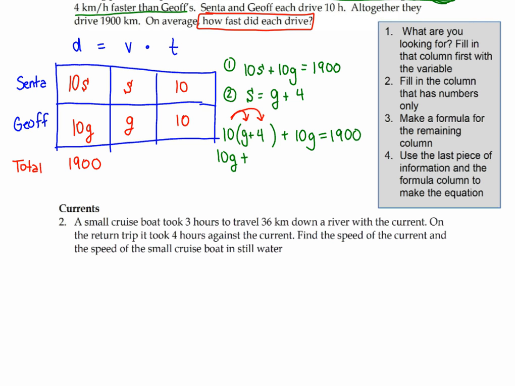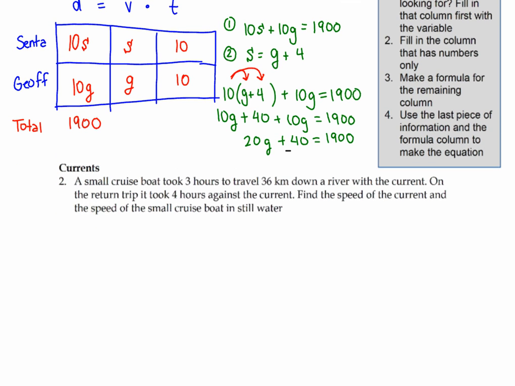10G plus 40 plus another 10G is 1,900, or 20 Gs. Okay, then we want G by itself. Subtract 40. We have 20G equals 1860. And divide both by 20. 93. I'm going to go over here. Such a G.